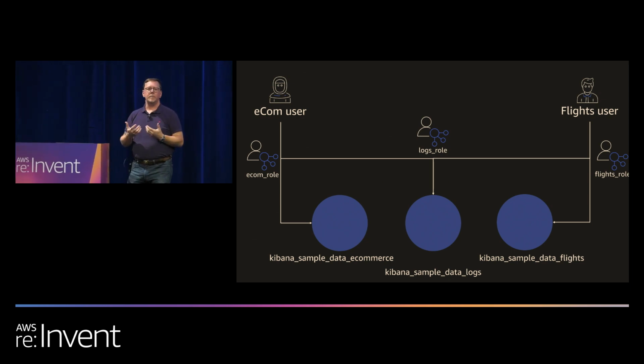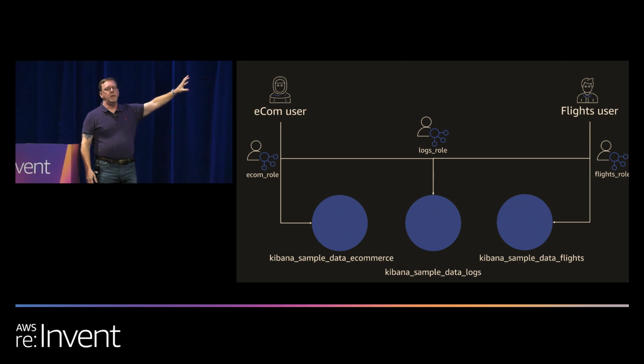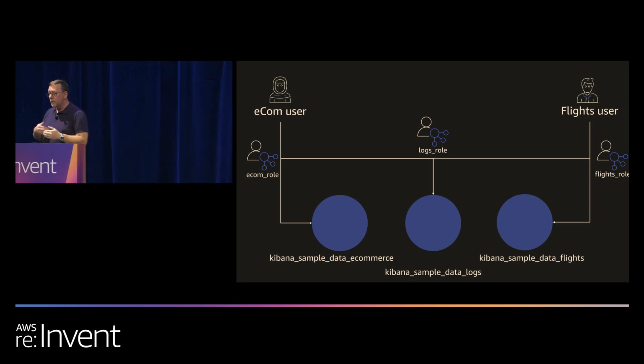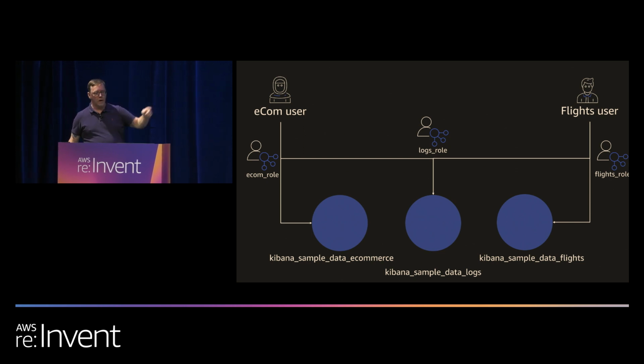And if you think about it, what I'm trying to illustrate here is that you're going to have some tenants and some data that is specific to particular groups. You're going to have some data that is shared and common. And so you want to provide access in those different ways. So what we need to do then is create roles, these 3 roles: ecom, logs, and flights. So let's do that.